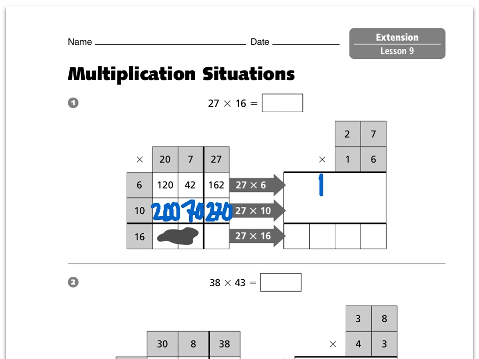I know I have 162 and 270. Now I can add it up. 2, then I have 6 plus 7 is 13, carry the 1. 1 plus 1 plus 2 is 4.